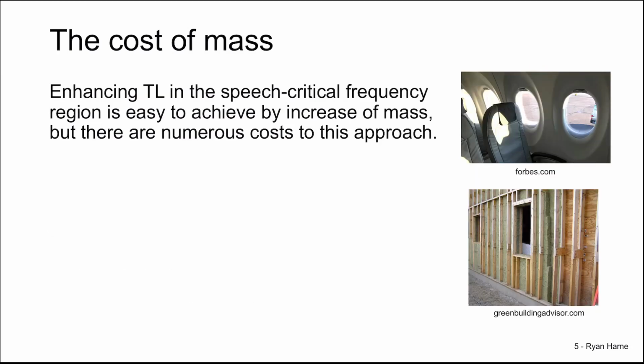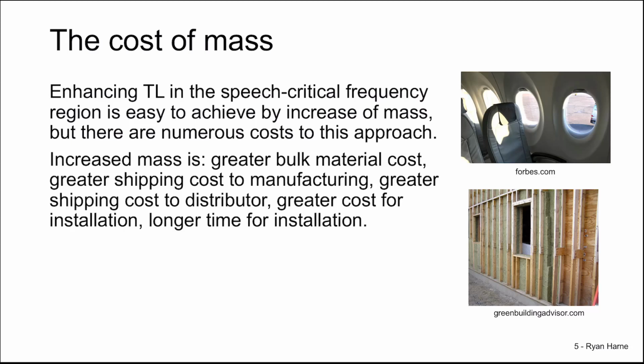And while enhancing the transmission loss in the speech critical frequency range is relatively easy to achieve by increasing mass, there are many, oftentimes hidden, costs to increasing the mass of our chosen wall installation. For instance, increased mass is greater bulk material cost. It's greater shipping cost since it's heavier to move it from a supplier to a manufacturer. It will then cost more to ship that manufactured part to a distributor. And it would cost even more to install since it's heavy, and heavier things take longer to install.